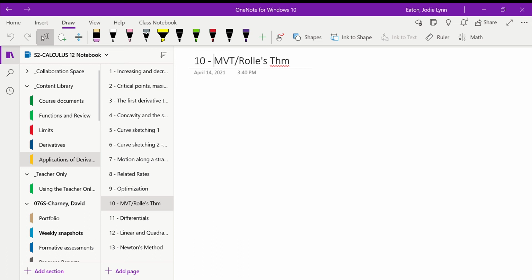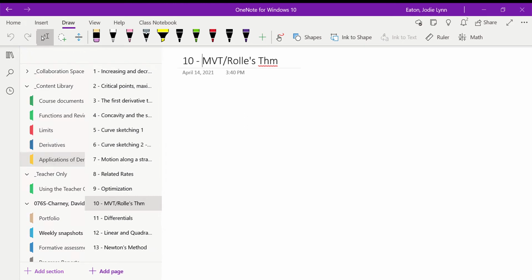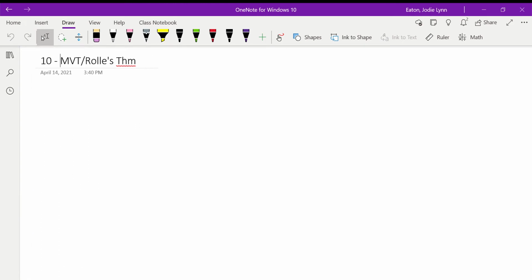Two theorems that have mystified college students for years and years are Rolle's theorem and the mean value theorem. So we're going to unpack these theorems and see how and why they can be useful. So first, let's start with Rolle's theorem.